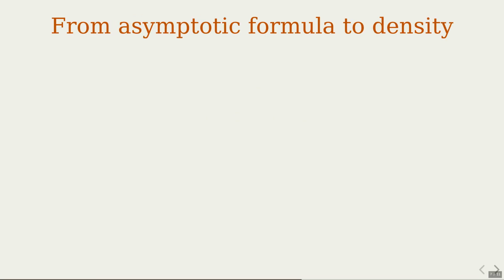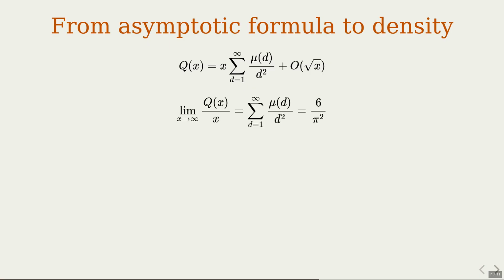Let us collect our work into a single asymptotic formula for q of x. The main term involves x times the infinite sum of mu of d over d squared, and the entire remainder is bounded by a constant times square root of x. Dividing by x and letting x grow, the error divided by x goes to 0, so the ratio q of x over x tends to this constant, which we know equals 6 over pi squared.